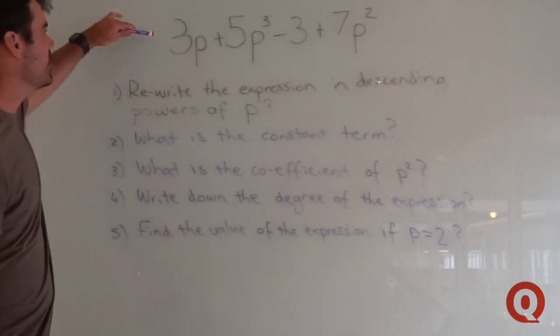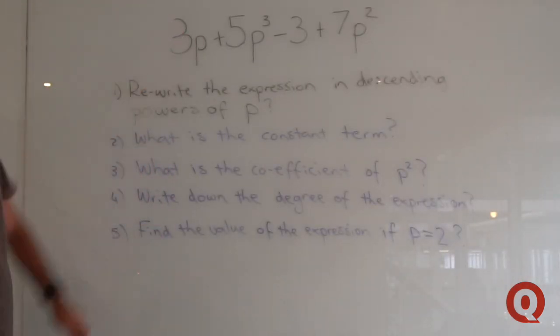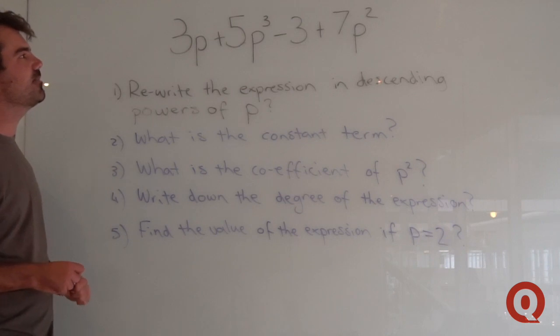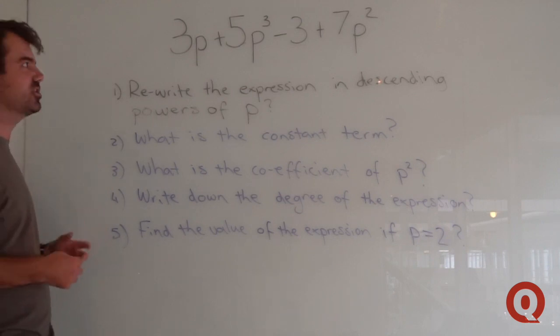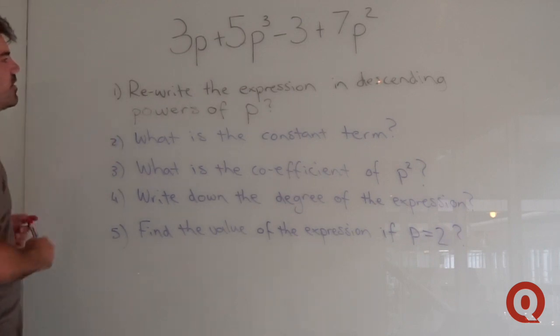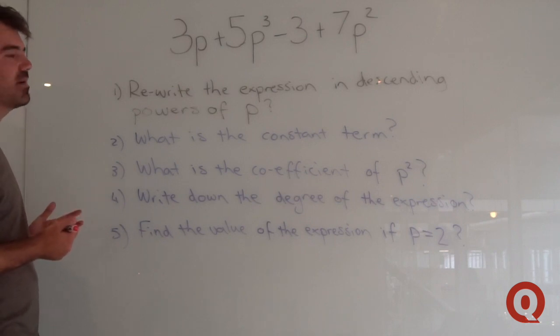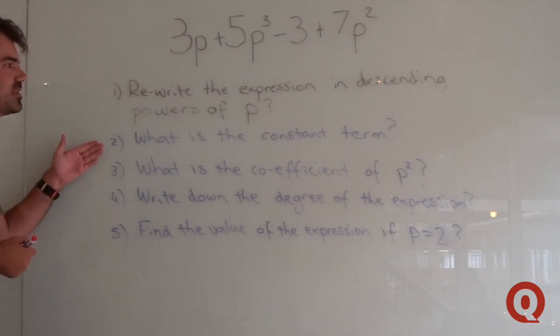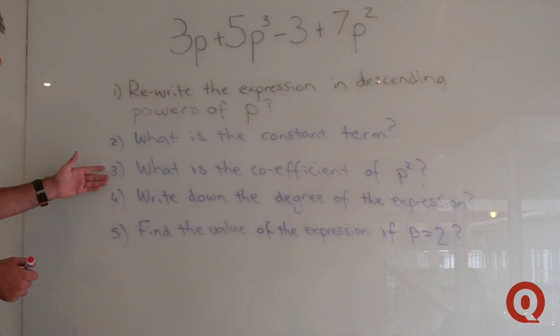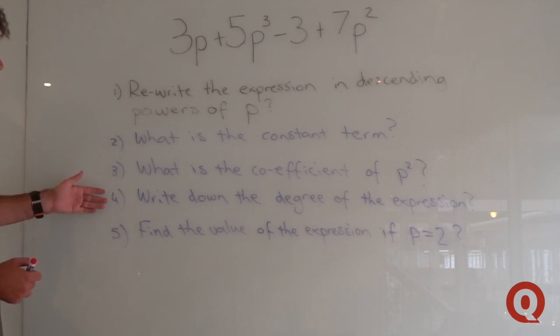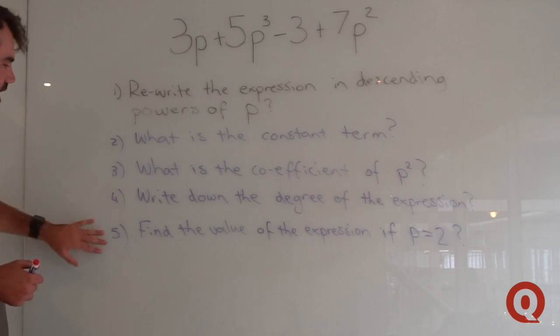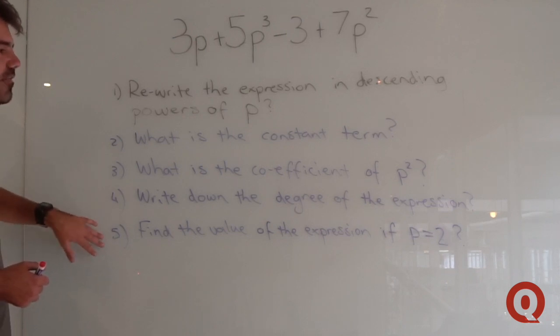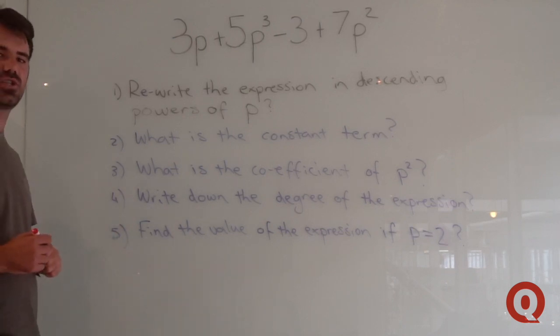Alright, so the question is 3p plus 5p cubed minus 3 plus 7p squared. That's my expression. Number 1, rewrite the expression in descending powers of p. Number 2, what is the constant term? Number 3, what is the coefficient of p squared? Number 4, write down the degree of the expression. Number 5, find the value of the expression if p is equal to 2.